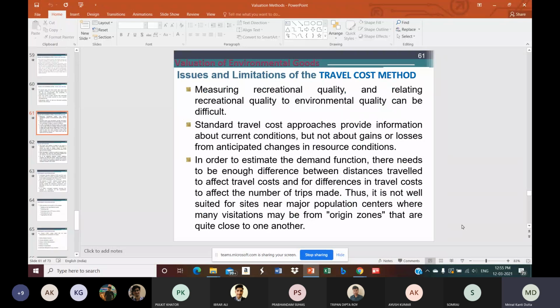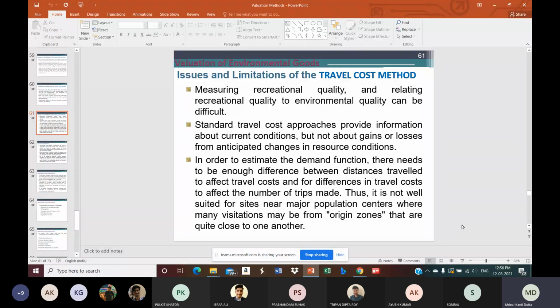So another few other issues related with the travel cost method are something like this: measuring recreational quality and relating recreational quality to environmental quality can be difficult. We mostly try to do that in the case of the travel cost method. The quality of the site is considered to be the quality of the environment. Whether these two things are the same or not, that is the question. If we visit a particular national park, is the entire quality of that environmental quality, or is a part of that not environmental quality? So normally we try to consider both to be the same.